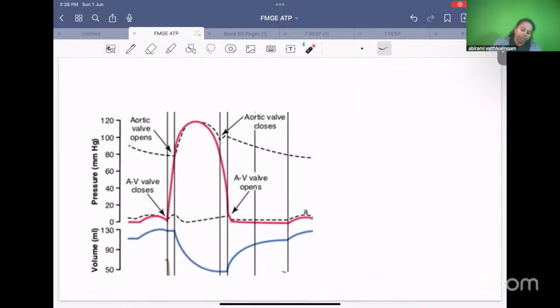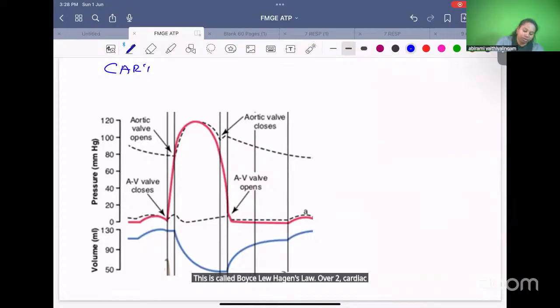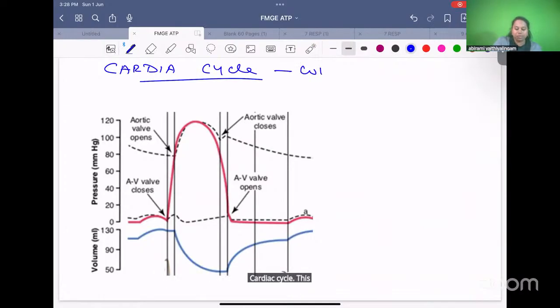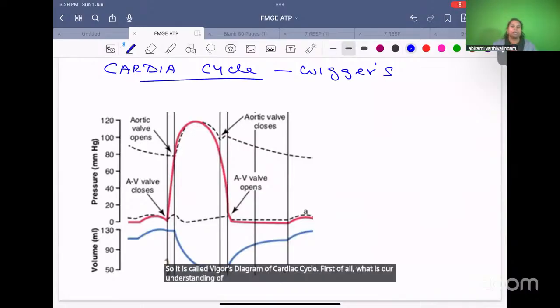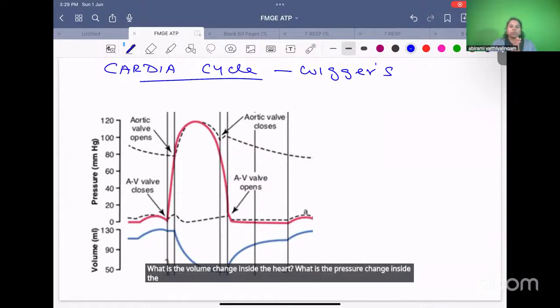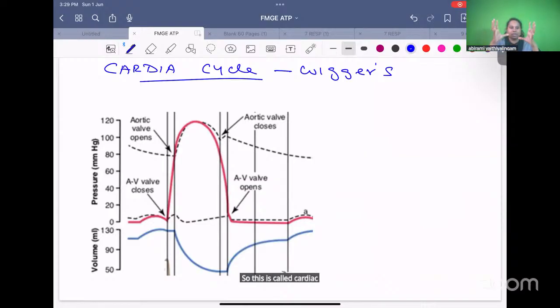On to the cardiac cycle. Very important topic. This diagram was given by Wiggers, so it is called Wiggers' diagram of the cardiac cycle. First of all, what is our understanding of the cardiac cycle? Cardiac cycle means for every heartbeat, what is the volume change inside the heart, and what is the pressure change inside the heart?